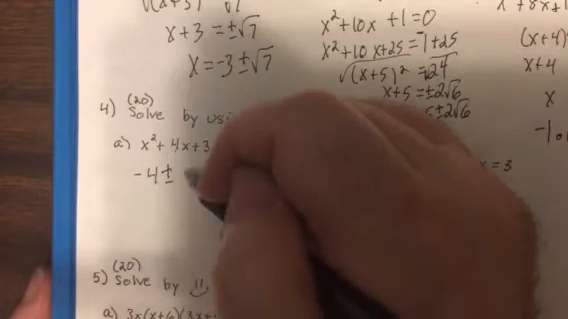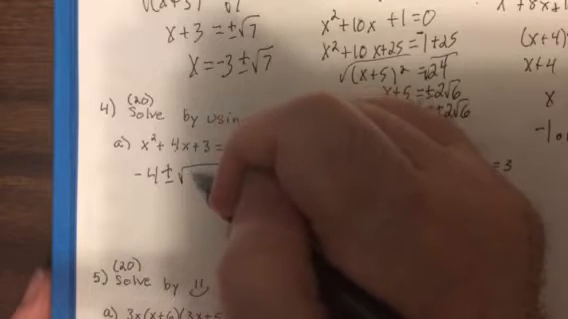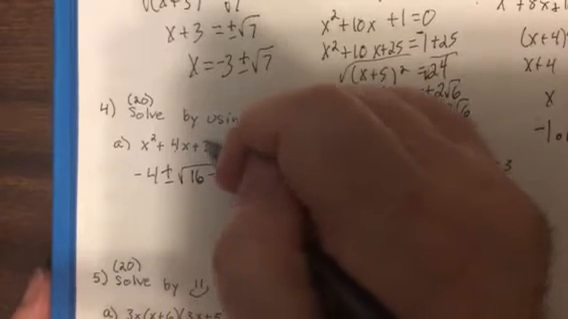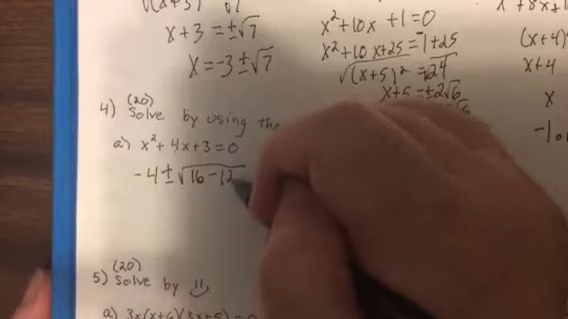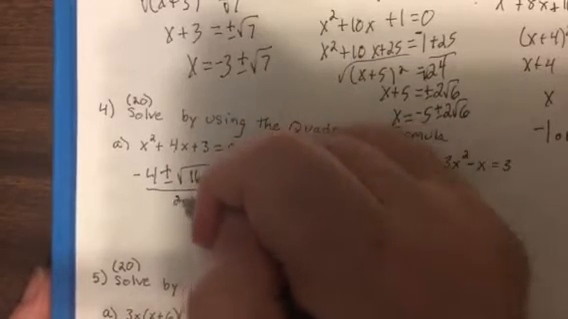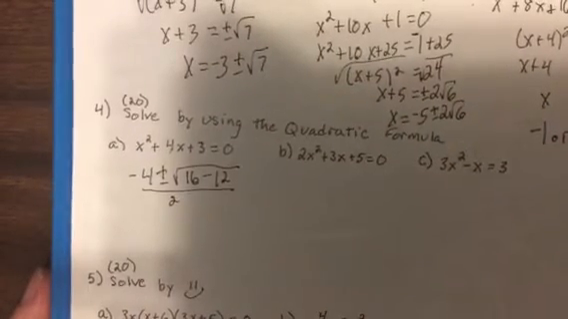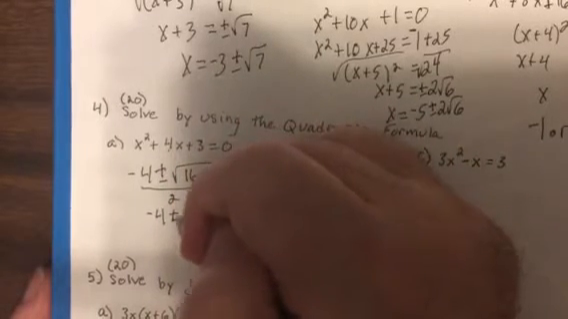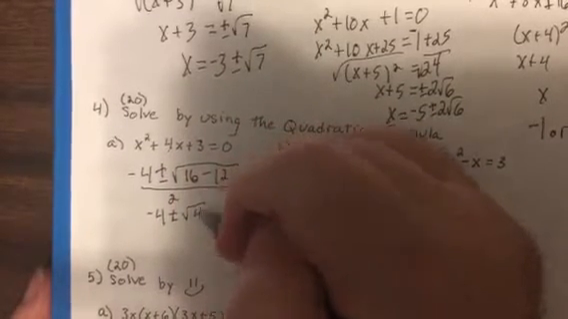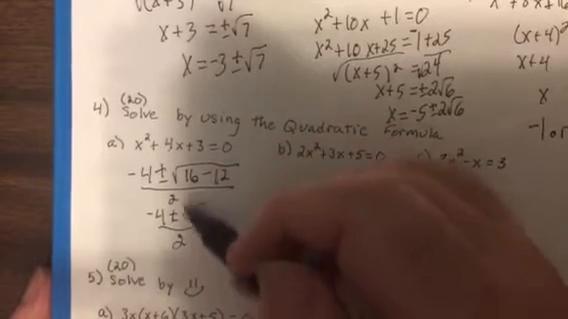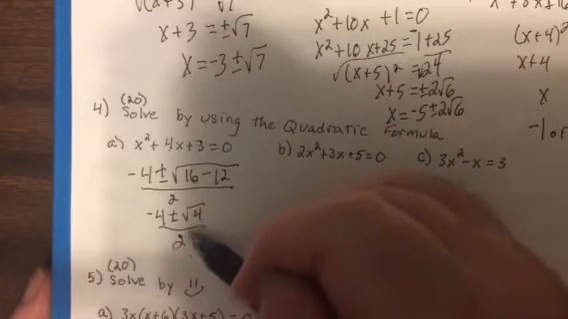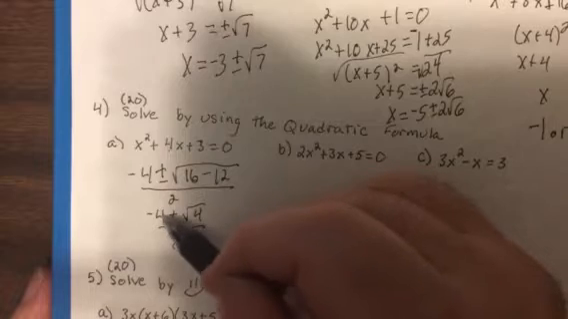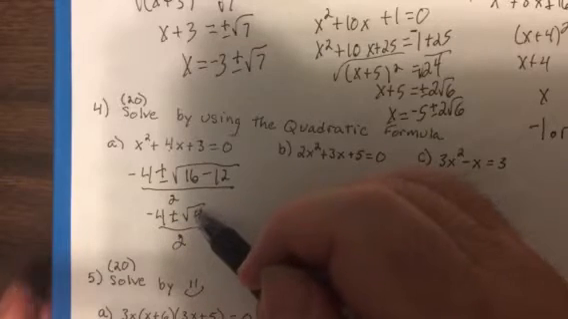Negative b plus or minus square root of b squared, so that'd be 16 minus 4ac, so that's 12, all over 2a. A is 1, so 2a would be 2. So this would be negative 4 plus or minus square root of 4 over 2. Now, a lot of people did negative 4 divided by 2, but left this alone. It's got to go into both if you do it.